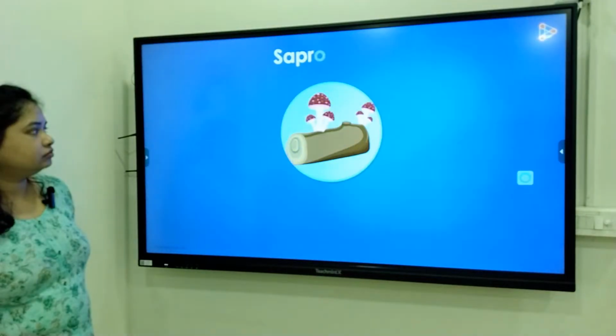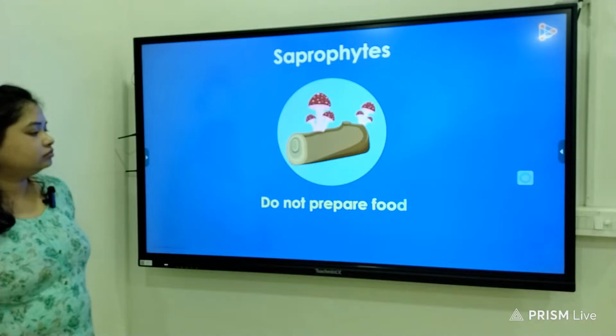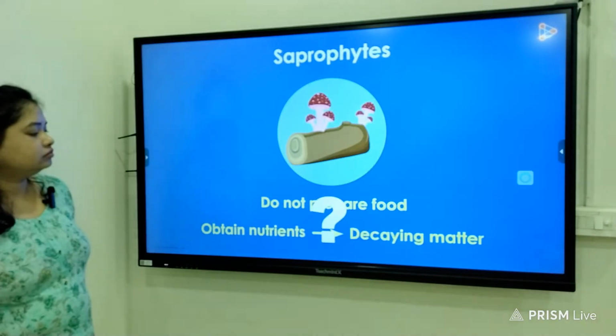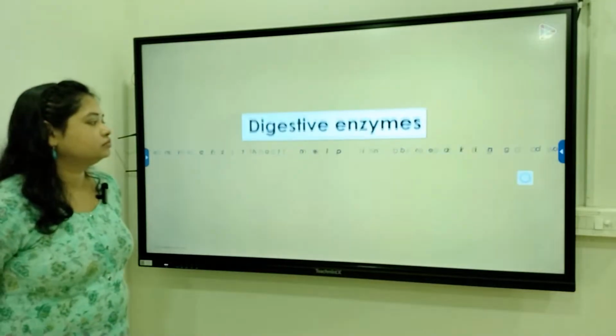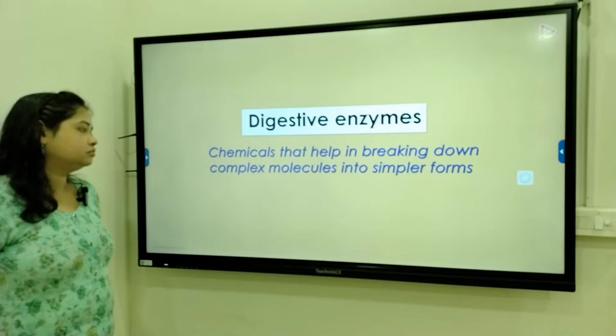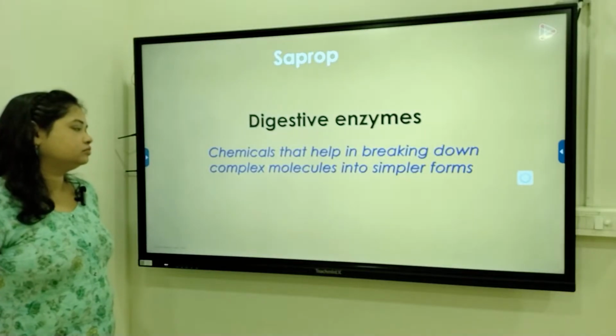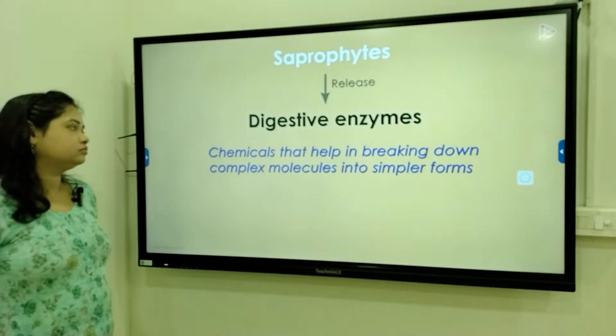Now, the next question we have is how do they obtain nutrition? If they do not prepare their food and obtain nutrients from the decaying matter, then how does the process actually work? Have you come across the term digestive enzymes? Well, these are chemicals which are helpful in breaking down the complex molecules of food into simpler ones. The saprophytes secrete and release various digestive enzymes from their body onto the decaying matter. And can you guess what does this result in?